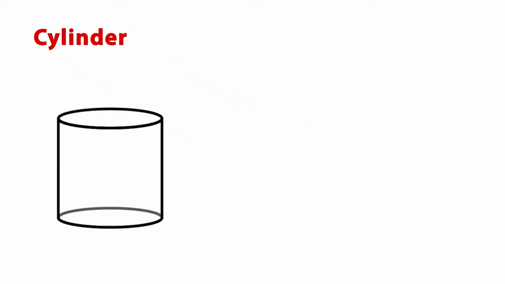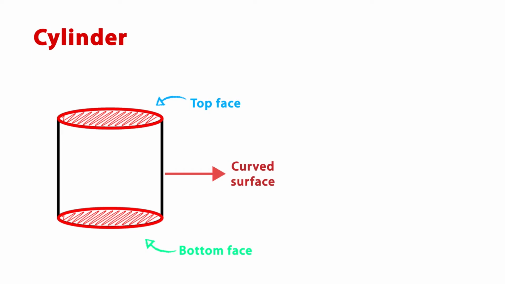What is a cylinder? In general, a cylinder is a solid whose cross section is uniform and the plane surfaces at the two ends are parallel to each other. A cylinder has two circular plane surfaces at the top and at the bottom. Apart from these two, it also has a curved surface. The radius of the two circular plane surfaces is equal to each other. Therefore, the areas of these two plane surfaces are equal.